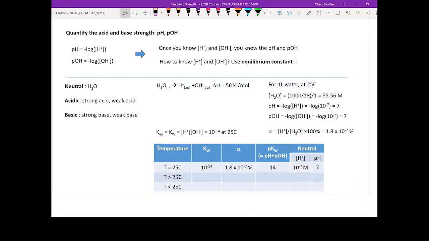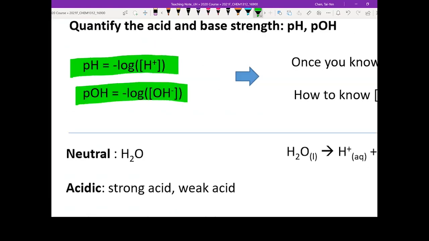Actual definition of your pH and the pOH. pH is this, pOH is this. So you can see the pH is calculated from your proton concentration, and your pOH is calculated from the hydroxide concentration. The only thing that makes it become pH or pOH is simply that you take a negative log.